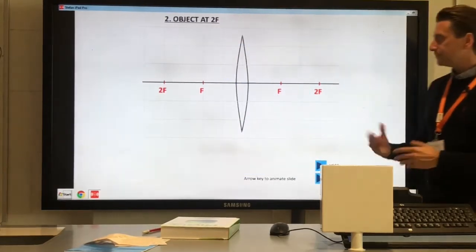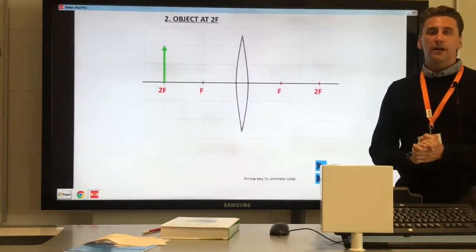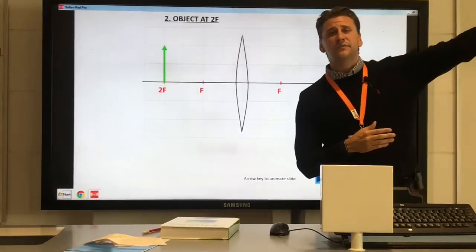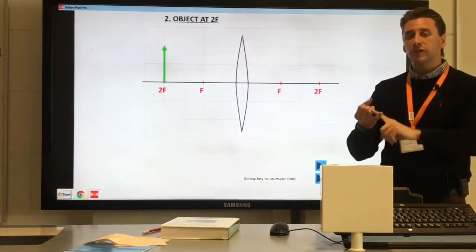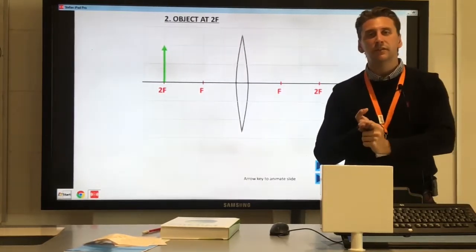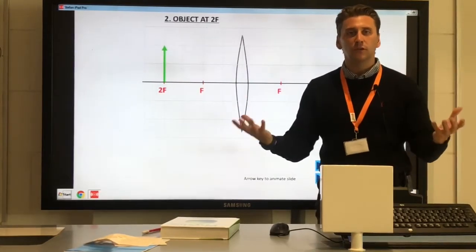Let's try another one. If I move the object this time so that it's at 2f, so before it was any object outside of twice the focal length of my lens, all images would be produced, real, inverted, diminished, and between f and 2f. What if the object was at 2f? What would the image formed look like?